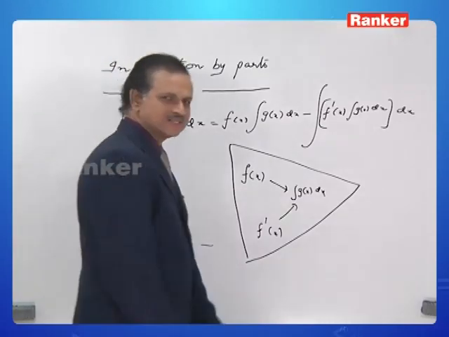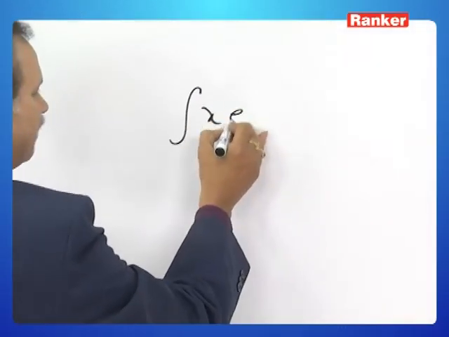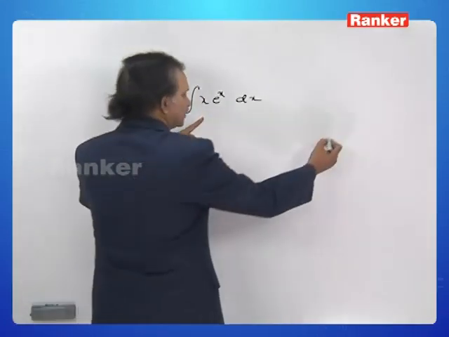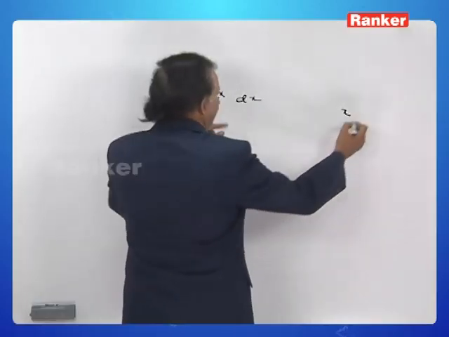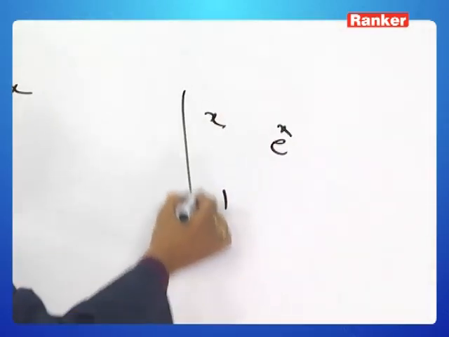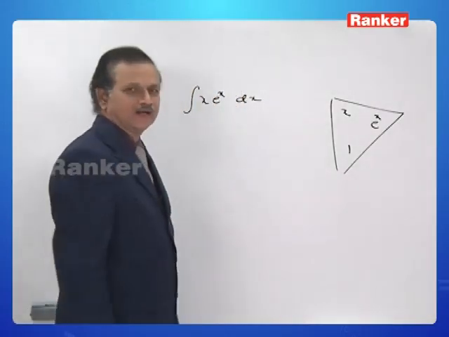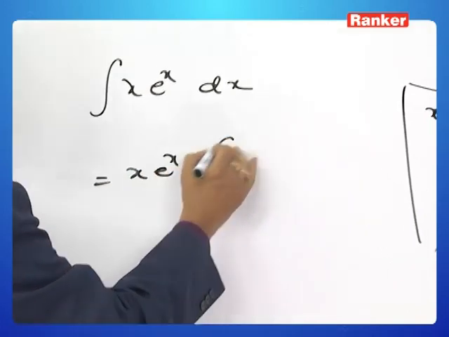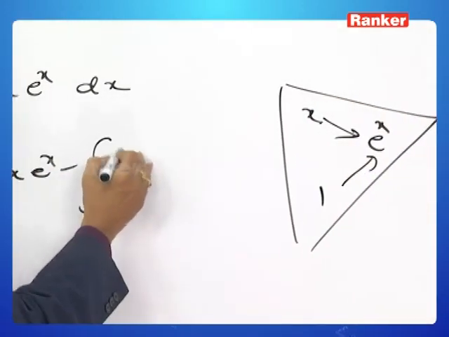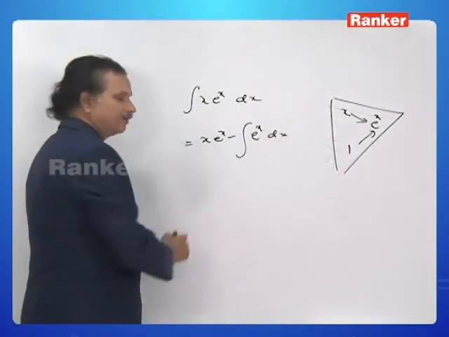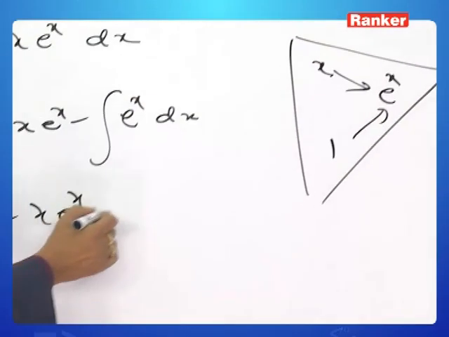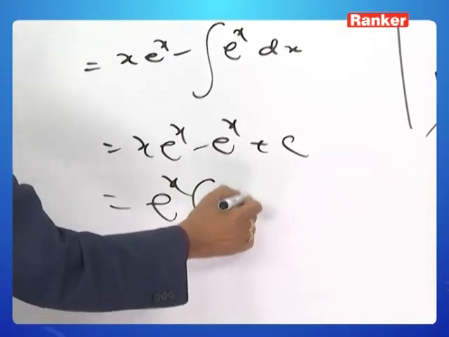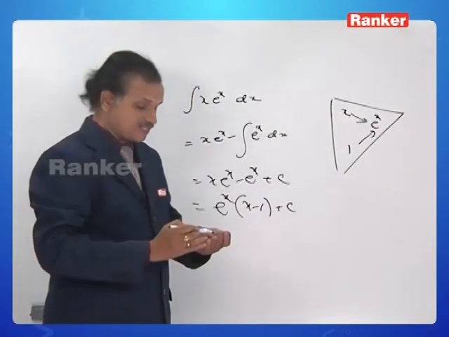Let us do one such thing. Suppose x e power x is there. F of x, its derivative, integral of g of x. That is the triangle. What is the answer? x e power x minus this product, e power x dx. So it is x e power x minus e power x plus c, that is e power x into x minus 1 plus c. This is a famous answer.